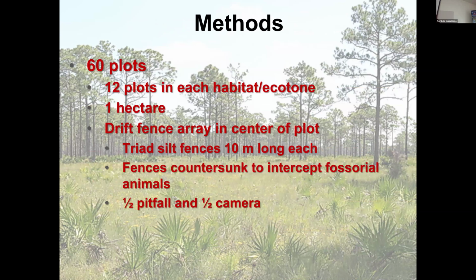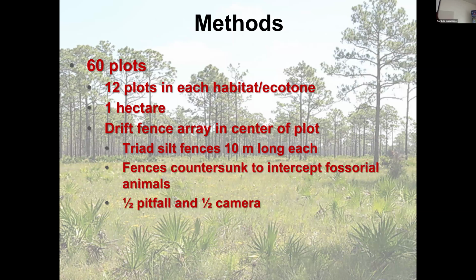For the herpetofauna part of the project, I have 60 plots spread around the range in all of the different habitats, so 12 per habitat or ecotone. They're 1 hectare plots. And each plot in the very center has a trap that we installed, which is a drift fence array. I'll show you pictures in a moment, but it's a triad array with 3 10-meter fences.